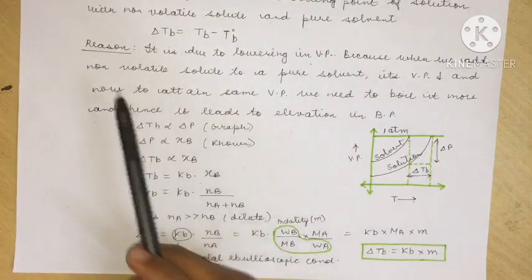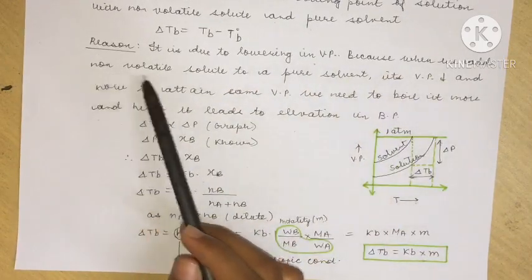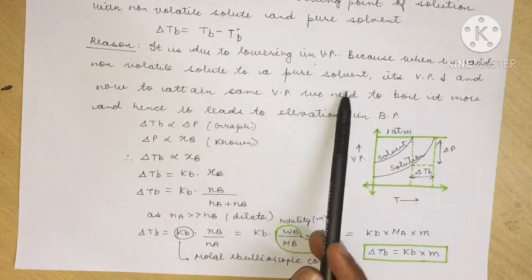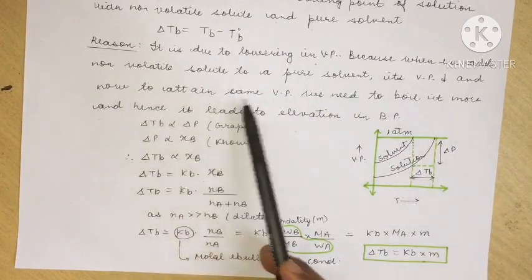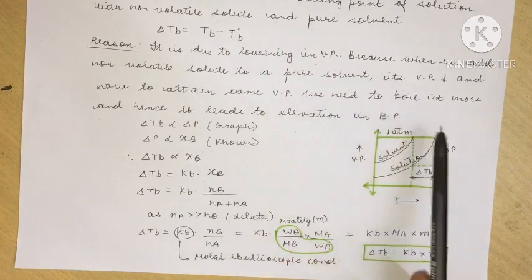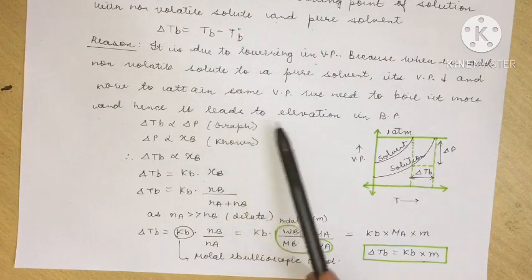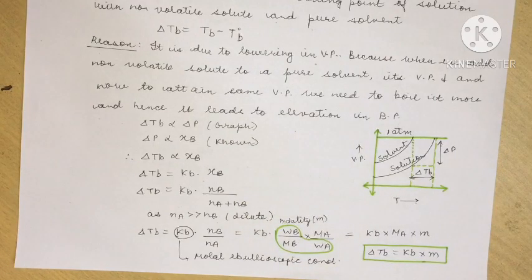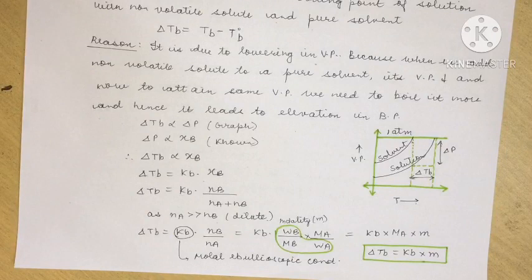So the reason is the lowering in vapor pressure, because when we add non-volatile solute to a pure solvent, its vapor pressure will decrease, and now to attain the same vapor pressure we need to boil it more, and hence it leads to the elevation in the boiling point. So we can say that whatever it is written here, it is easy to understand.